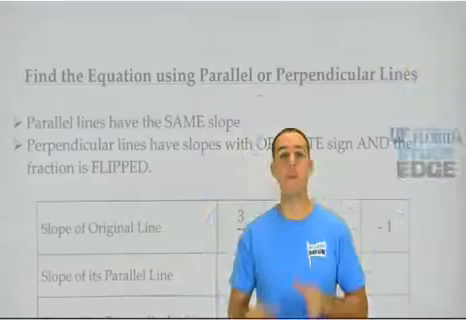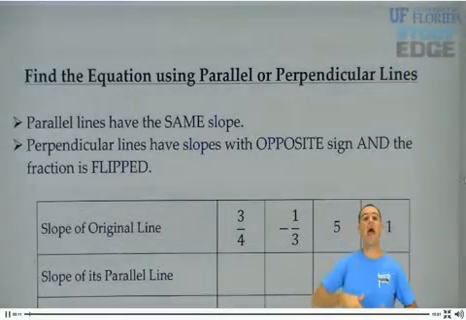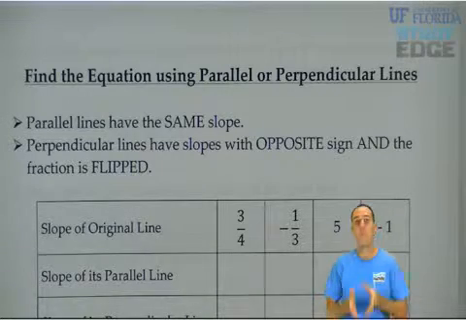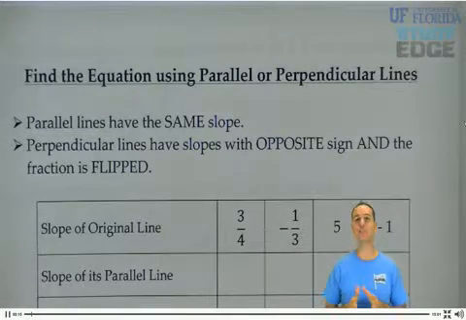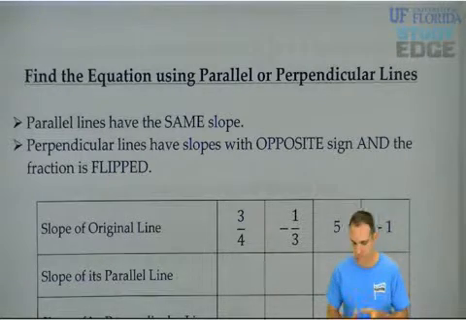Whenever you see parallel or perpendicular, you're dealing with slope. Remember, parallel lines are going to have the same slope. They're two lines that run parallel to each other, and they'd have the same slope. Perpendicular lines are going to have what's called the opposite sign, and the fraction is flipped.